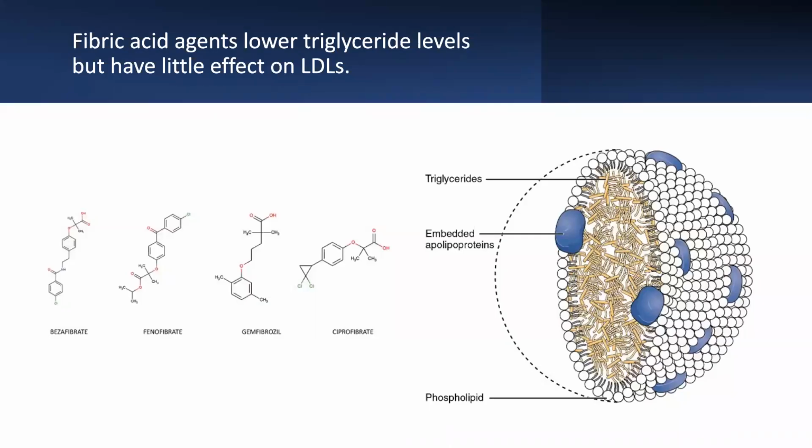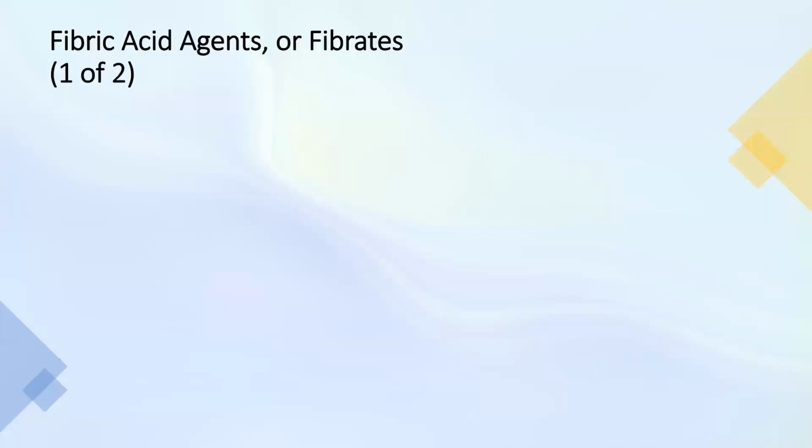Then we have the fibric acid agents. They lower the triglyceride levels, but have very little effect on the LDLs. Examples of fibric acids are bezafibrate, fenofibrate, gemfibrozil, and ciprofibrate. And this is the structure of the triglyceride that we see, on which the fibric acid drugs are going to act.